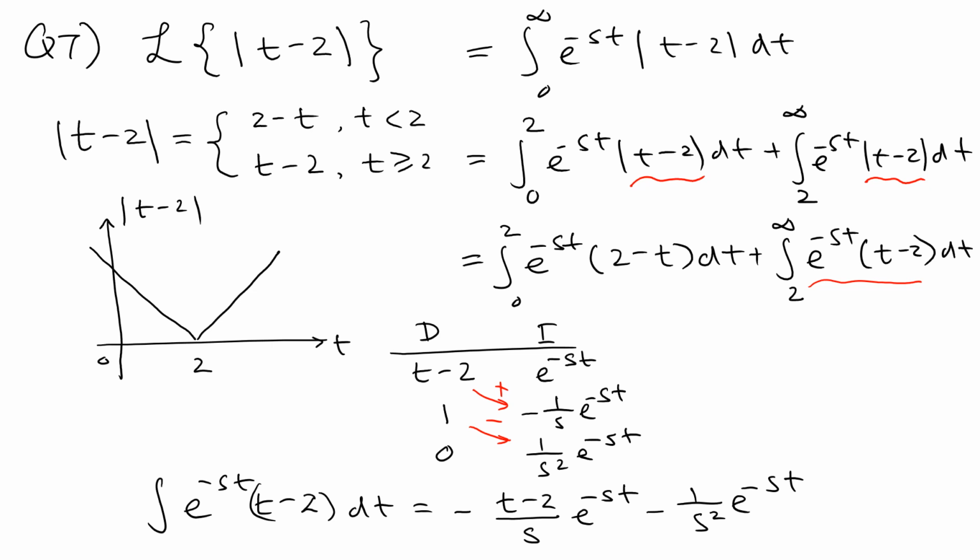So you can write this one as equal to, if you simplify, you can pull the e to the negative st out with the negative sign. So it's negative e to the negative st that you can pull out. If you do that, you're going to get (t minus 2) over s plus 1 over s squared. So that's what you get as the integral.